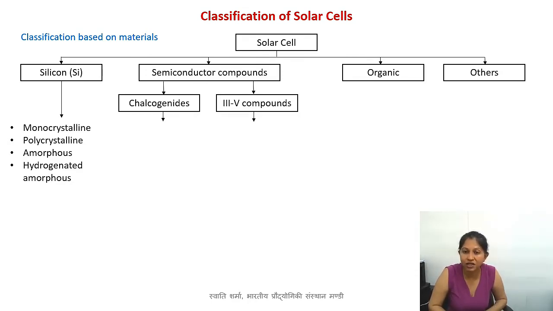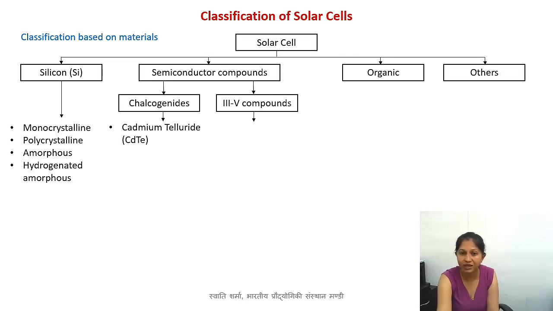As the name suggests, it's group 3 and group 5 elements. When you make compounds out of them, then you have 3,5 compounds. So now here are some examples. Examples of chalcogenides: one very common example, and this is something that is widely used nowadays in the solar cell industry, is known as cadmium telluride.